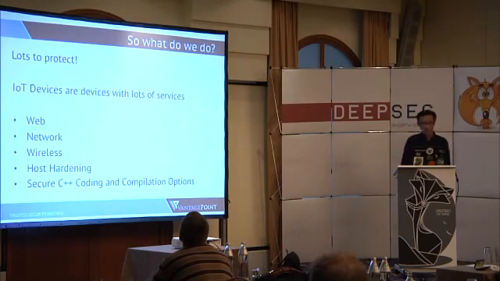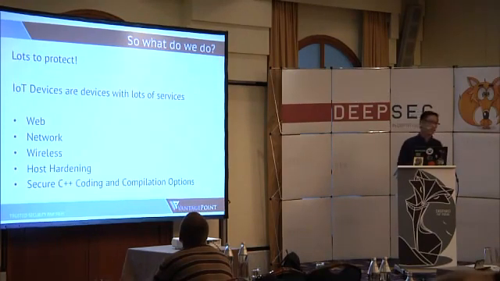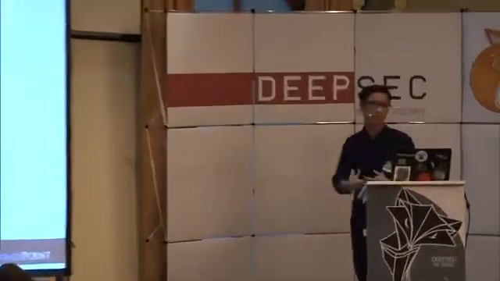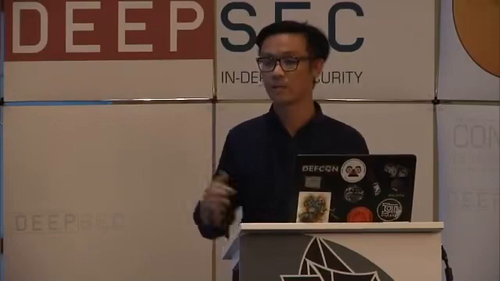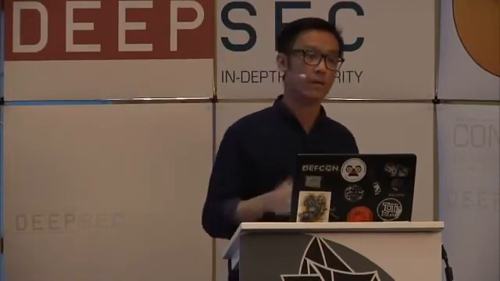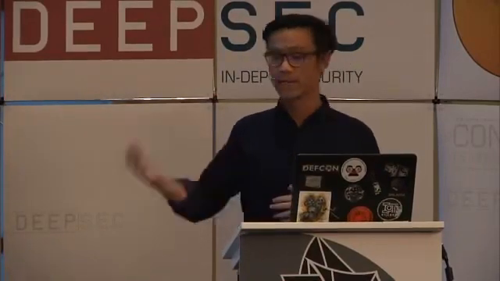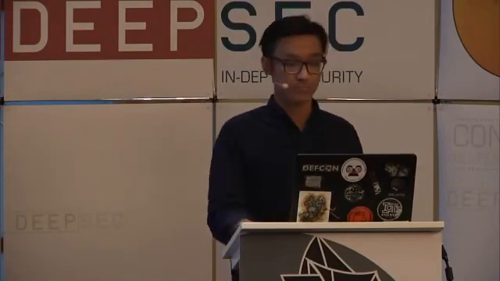So yeah, so what do we do? There's still a lot to protect in IoT. It's almost like protecting a network, right? There are so many services: telnet, HTTP service, web, wireless, and you need to harden the host. And when you compile the binary, you need to compile with options to prevent stack overflows, enable ASLR, and there are so many things you need to do.